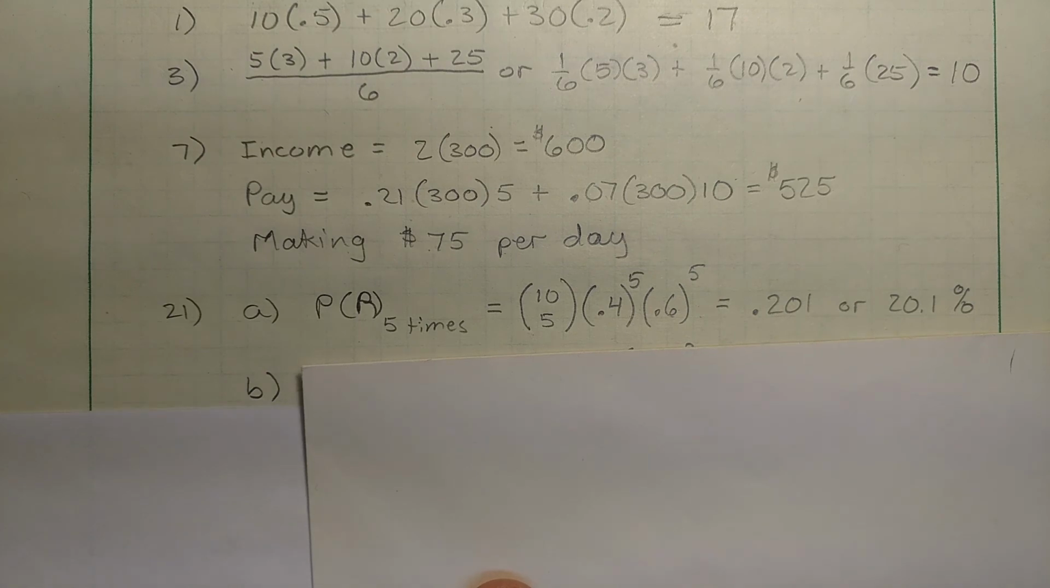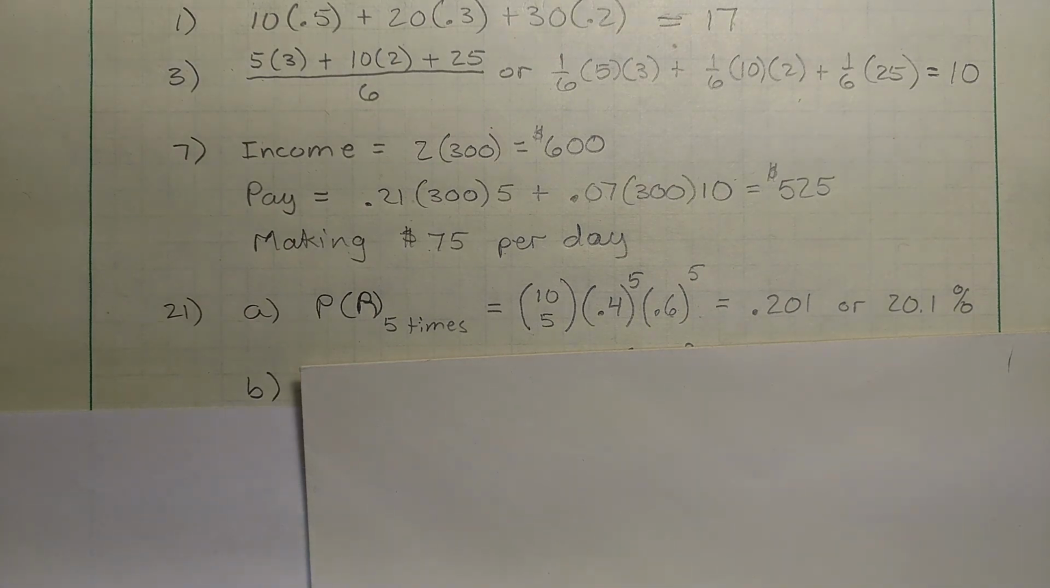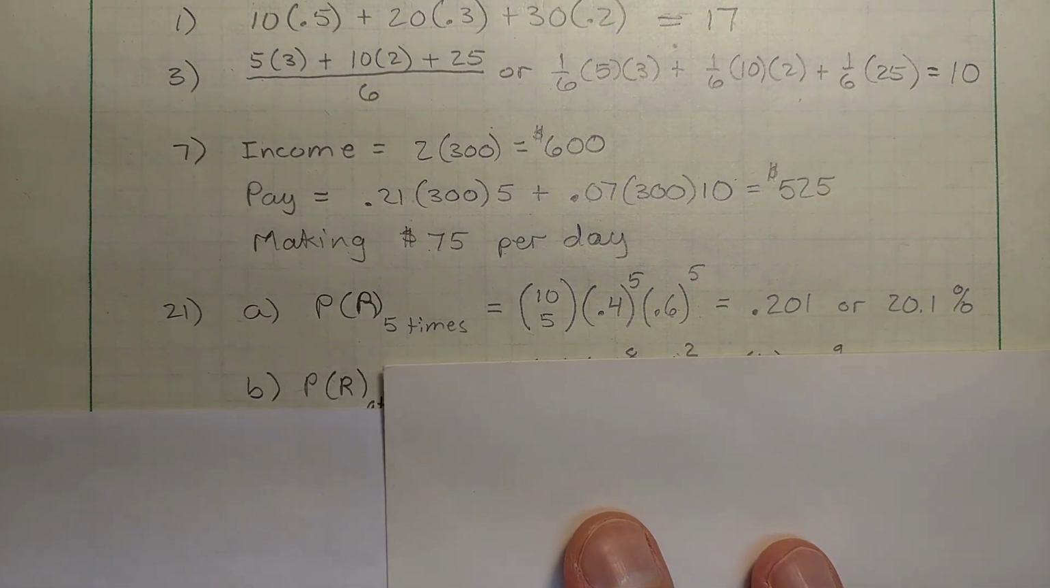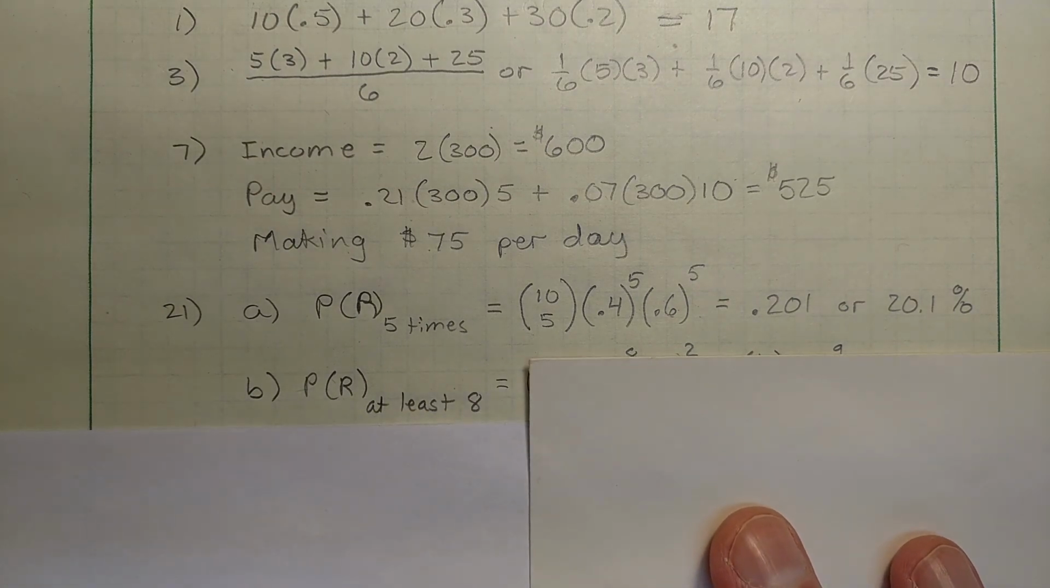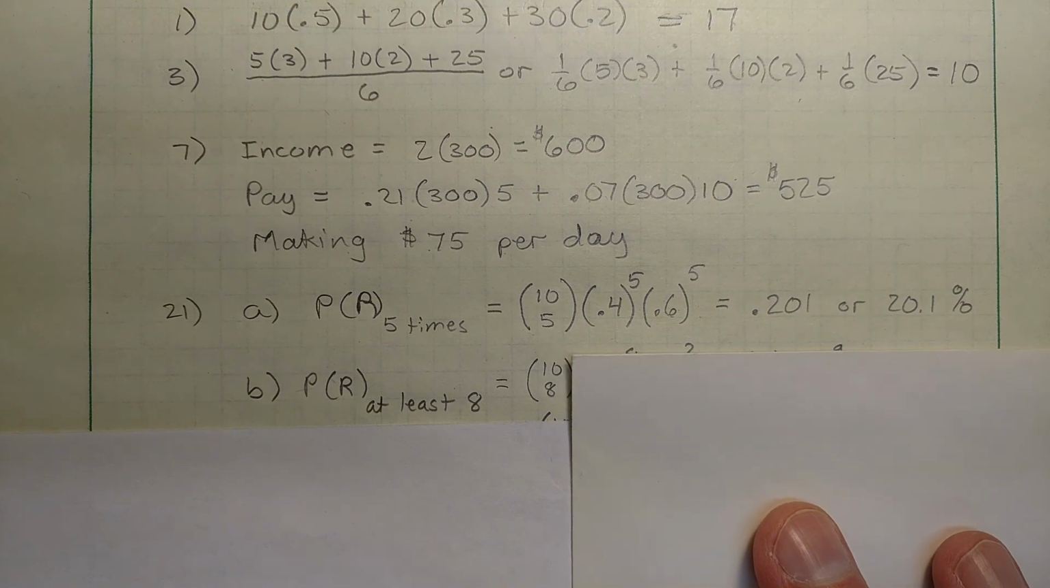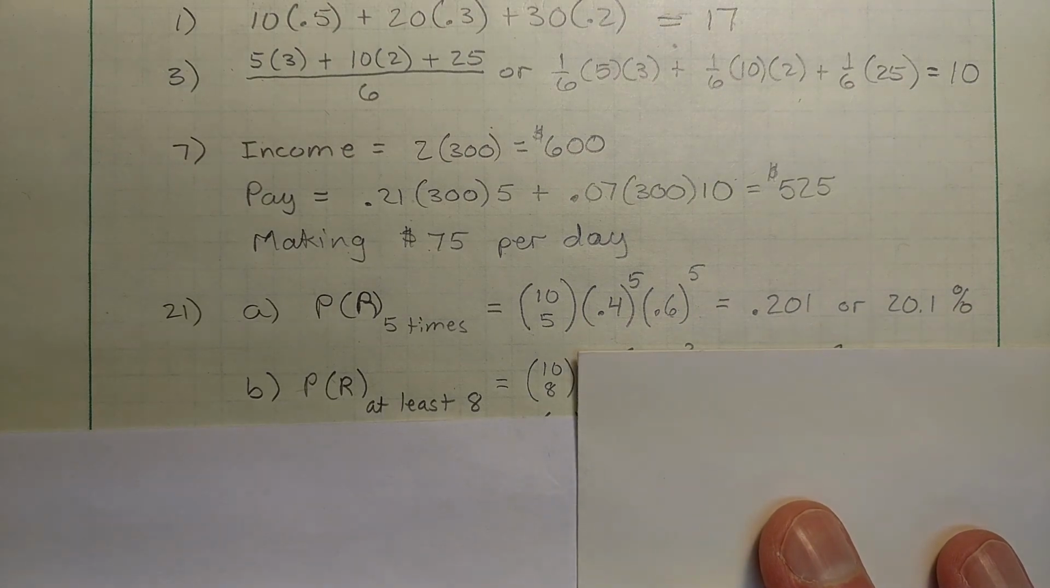Now, part B says, okay, how about on at least 8 days? So notice at least 8 days means that you have to calculate what the probability is for getting a red light on 8 days, 9 days, or 10 days. So I've got 3 different probabilities. So first I'm going to figure out the probability of at least 8. I'm going to have to figure out the probability of 8. So that's going to be 10C8.